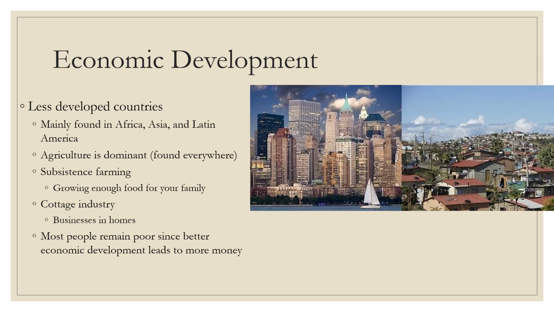subsistence farming, which is where you grow enough food for your family and that's it. So basically a garden in the backyard, enough to get your family through, but you're not trying to sell your food and make money off of it. And in these countries, people will remain poor because you need economic development to make more money. And if that's not happening, then people aren't making more money.